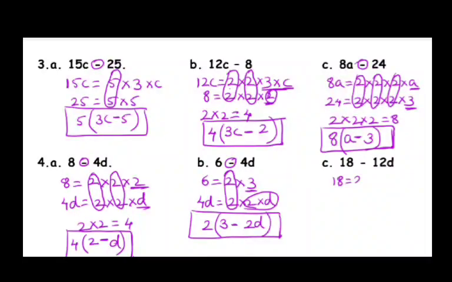18 is equal to 2 into 3 into 3. 2 3s are 6, 6 3s are 18. 12d is equal to 2 into 2, 4, into 3, 12, and d.